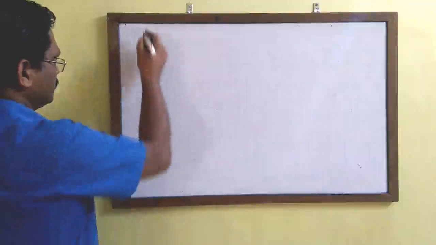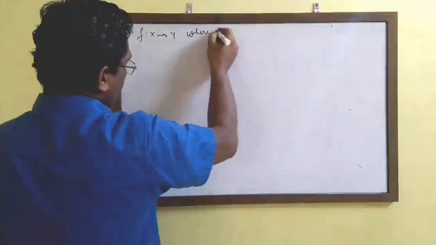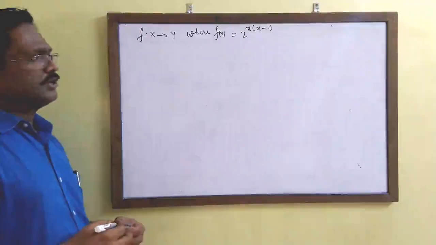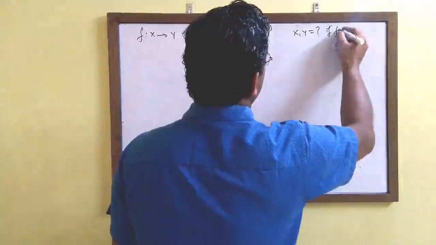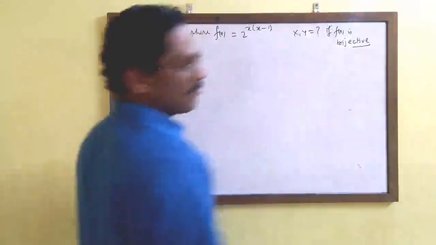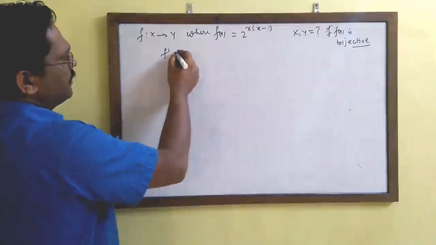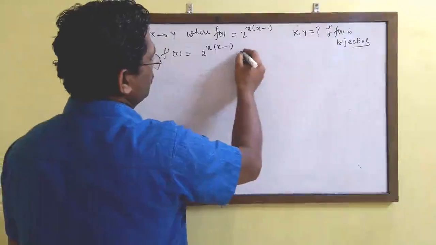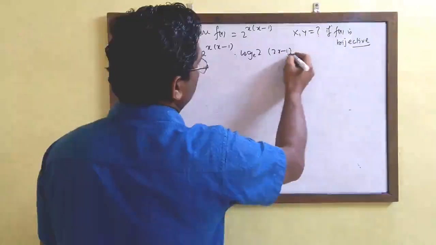Now, again, a similar type of question, but a different function. f from x to y, where f(x) is equal to 2 to the power x(x minus 1). The question is the same: what should be x and y if f(x) is bijective? Now, let us consider the derivative of this function. It will be 2 to the power x(x minus 1) into log 2, and then the derivative of this, that is 2x minus 1.